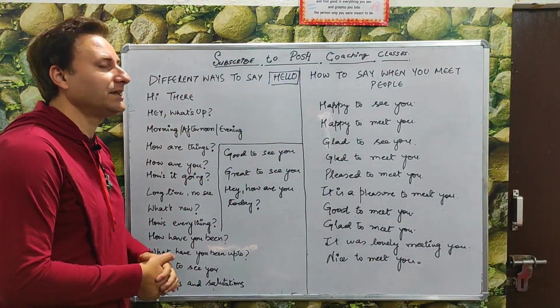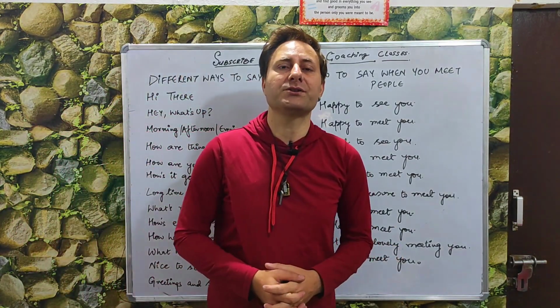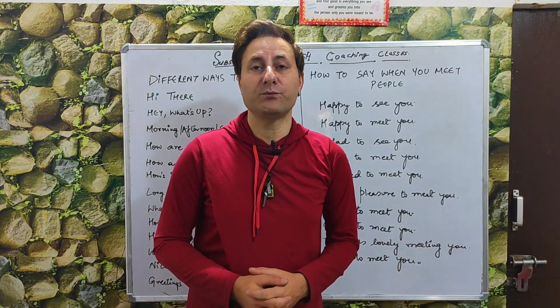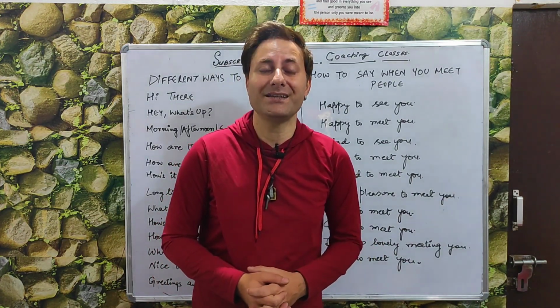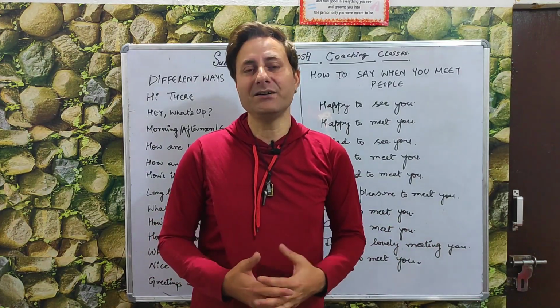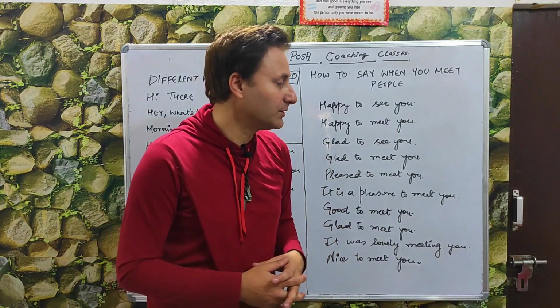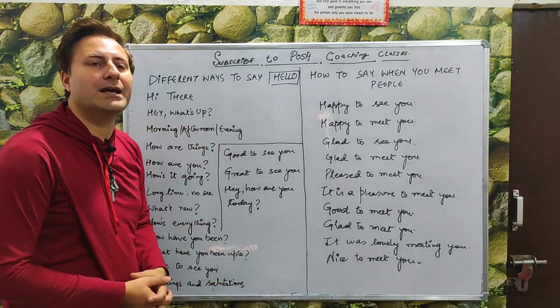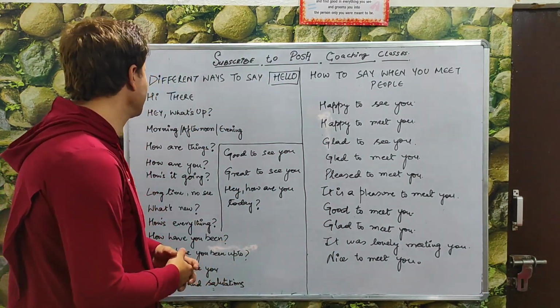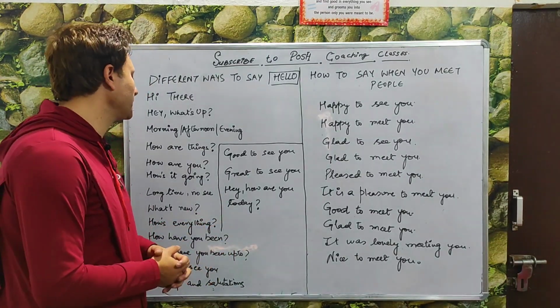Then we have hey, what's up? This is casual language which we use nowadays with our friends. Normally you cannot say hey, what's up to your boss or your teacher, so you need to choose your words correctly. That's important. You can use hey, what's up with your friends, your brothers and sisters. It is very common and commonly used.